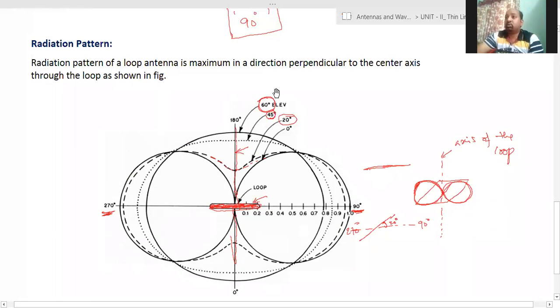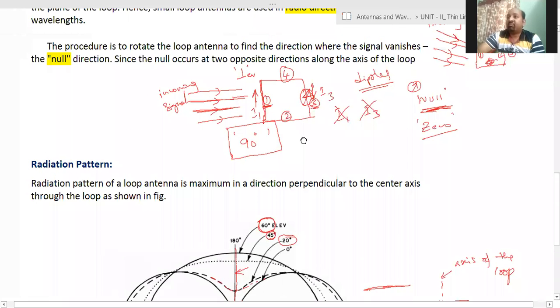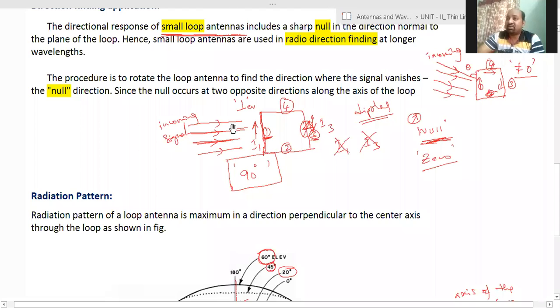Just now I have explained, whenever incoming signals are incident on the loop antenna, some power or some voltage will be induced, or some current will be induced. And what is the amplitude of the induced source, that we will derive in the next class.